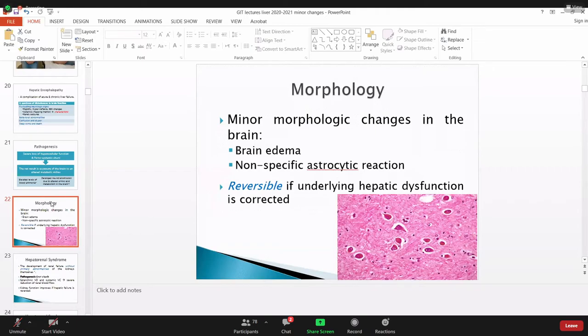Under the microscope, there will be very minor abnormalities in the brain. There will be mild brain edema and non-specific astrocytic reaction. The astrocytes start to be slightly larger in size. A characteristic feature is that these brain symptoms appear before coma and death. If we treat the underlying hepatic abnormality, for example by liver transplantation or by treating the underlying disease, the brain of these patients comes back to normal. So it is reversible if the underlying hepatic dysfunction is corrected.